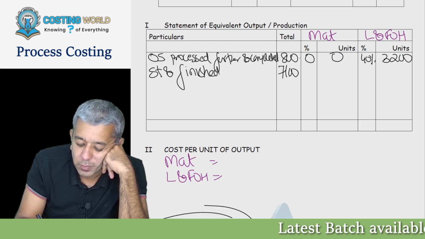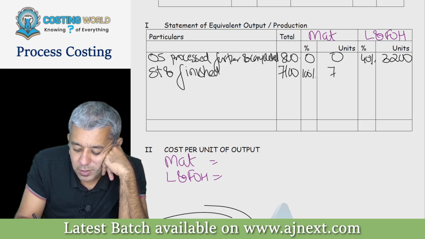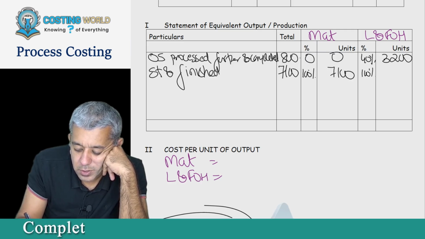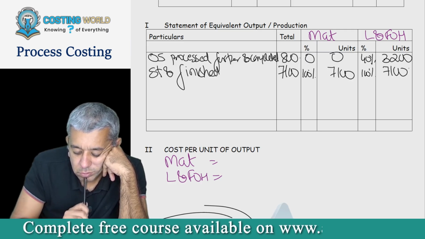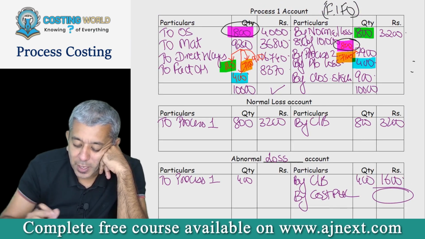Why is it not mentioned? Because it will always be 100%. 7,100, 100%. Now see, my orange part is also done.